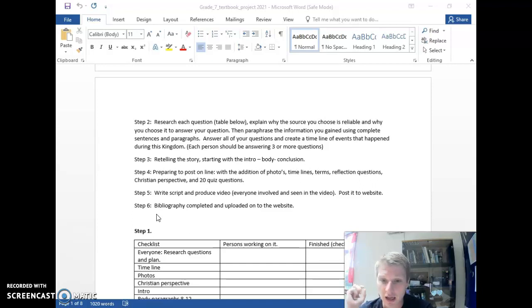Once you're finished that, you're preparing to post it online. However, there are some important additions you need. You need to have photos to help people understand. If you are referencing an artifact, have that photo in there. You need your timelines finalized.